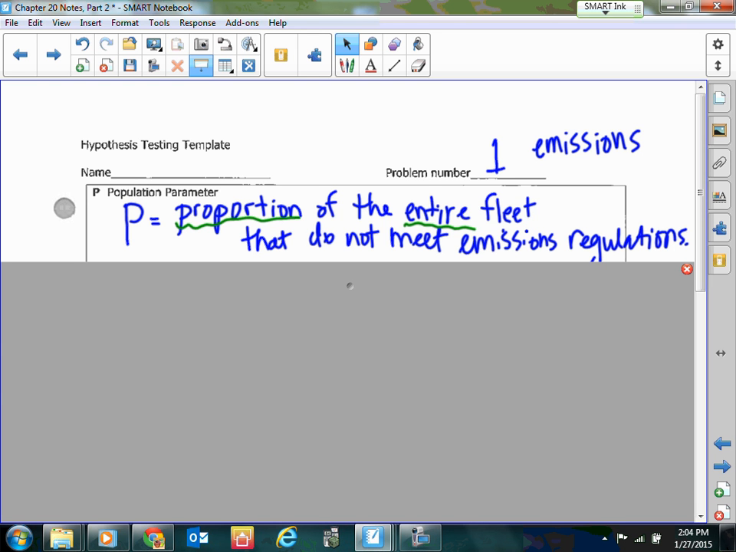Now, will I ever actually know about the entire fleet? No. I'm only going to take a sample, and then I'm going to infer about the whole population. Hence, this is all about an inference test.